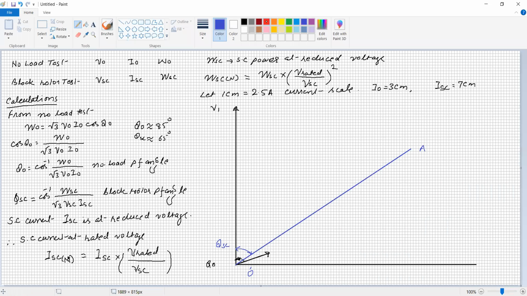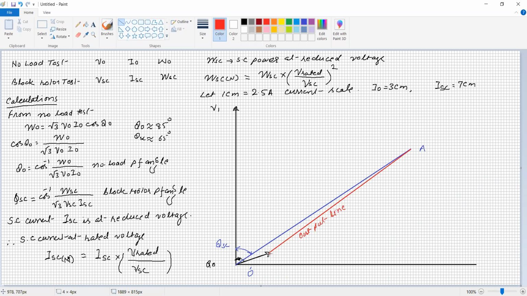Join these 2 points, and this is nothing but the output line. I will write here, output line. Okay, now draw a line parallel to the x-axis which originates from the point O dash.